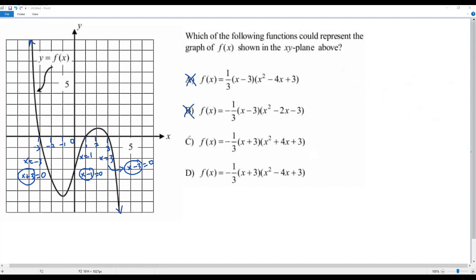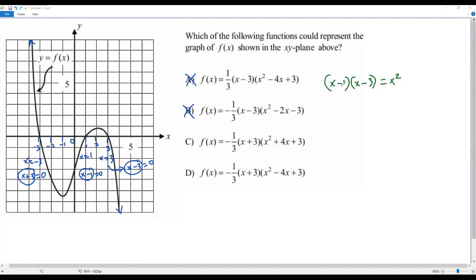Okay, now let's go to answer choice C. In this answer choice C, we see x + 3 as a linear factor. That is, this linear factor x + 3 over here. Then the product of the linear factors x - 1 and x - 3 must be equal to this quadratic factor x squared + 4x + 3. Okay, now let me multiply these two linear factors, that is x - 1 and x - 3. Let's use the FOIL method to multiply them.